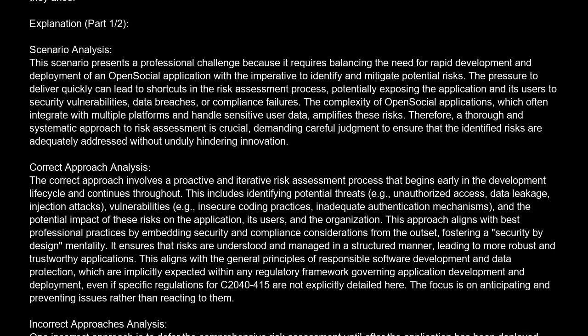The correct answer is A. Immediately deploy the application to gather real-world usage data and plan to address any reported XSS incidents as they arise.